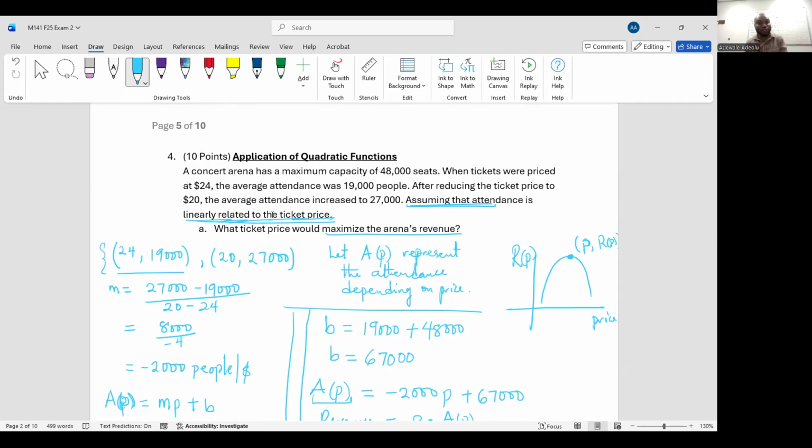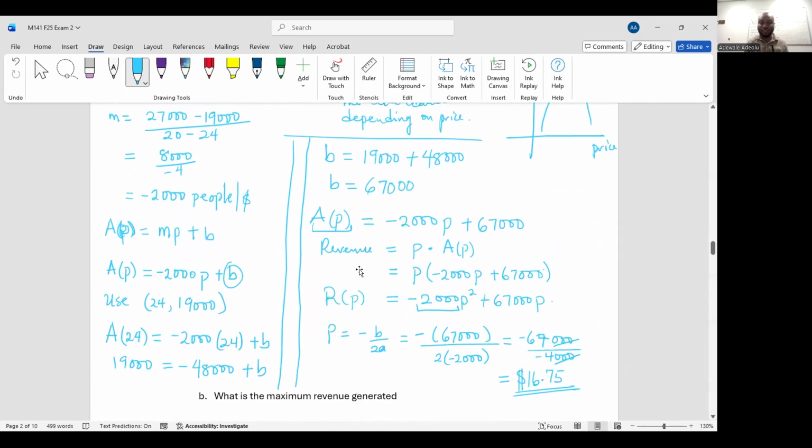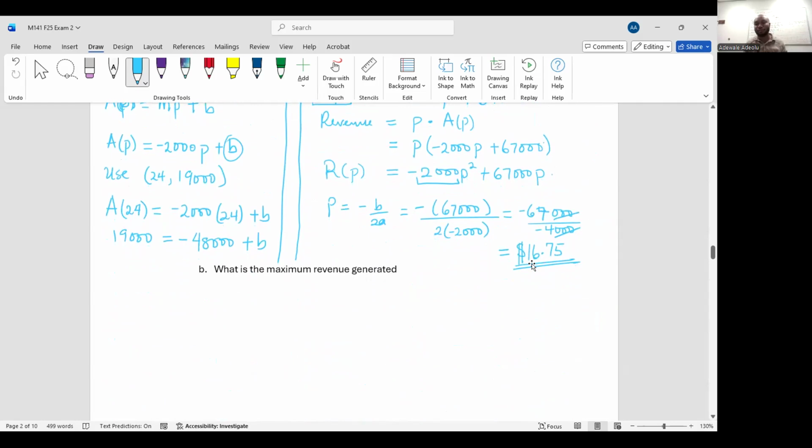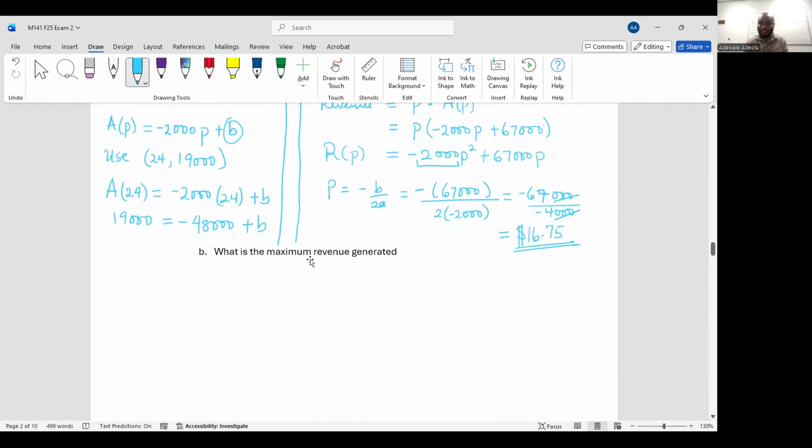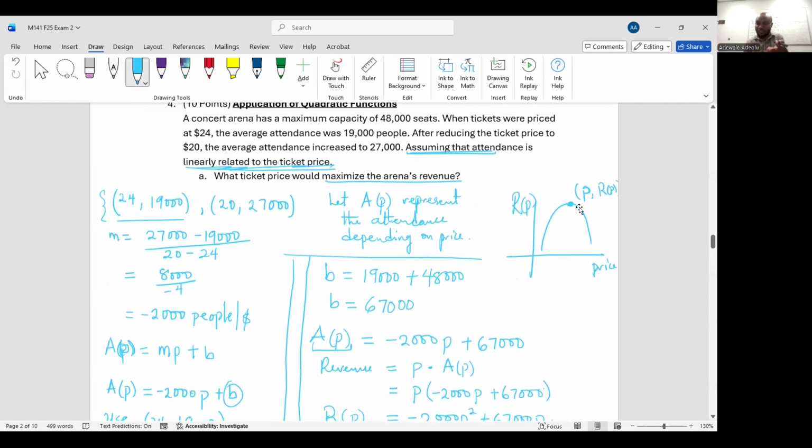Are you going to make more money? So math allows us to know the price at which we are going to have the maximum revenue generated. And that is when you sell your ticket at $16.75 for this business. Now, the question here, what is the maximum revenue generated? See, guys, you've already known the price.